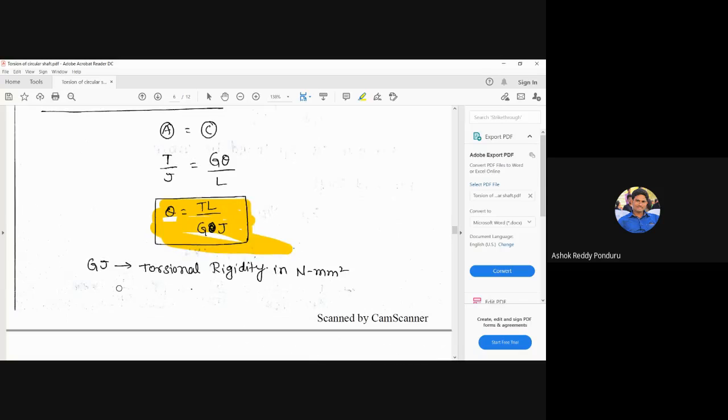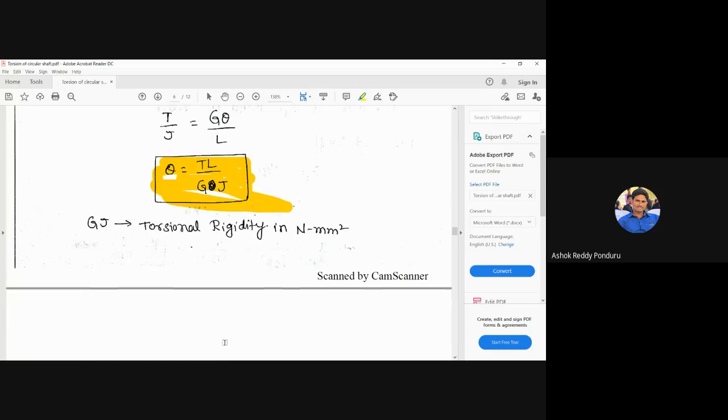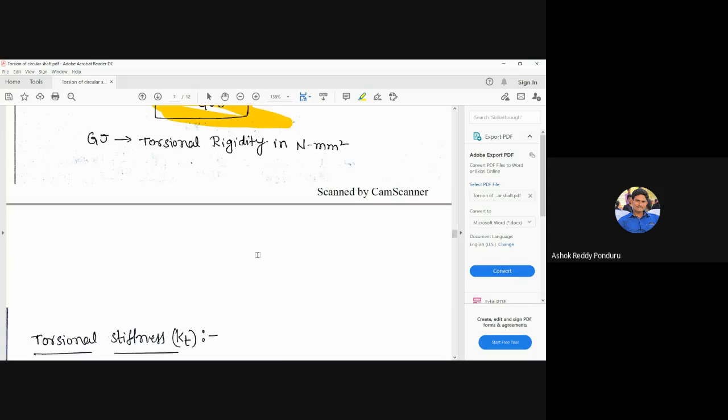Where GJ is called the torsional rigidity. Already I told you there are three kinds of rigidity: axial rigidity, flexural rigidity, and torsional rigidity. GJ is the torsional rigidity, in Newton mm square, because it is Newton per mm square times mm power 4, which gets cancelled, giving Newton mm square.